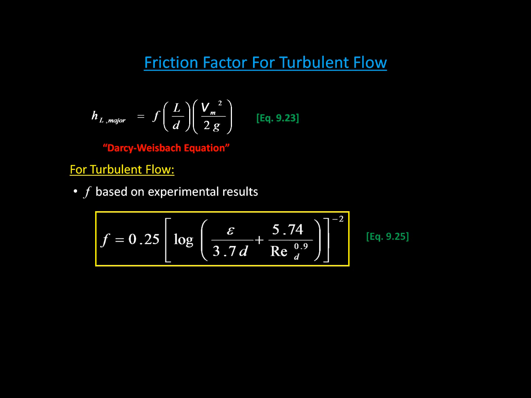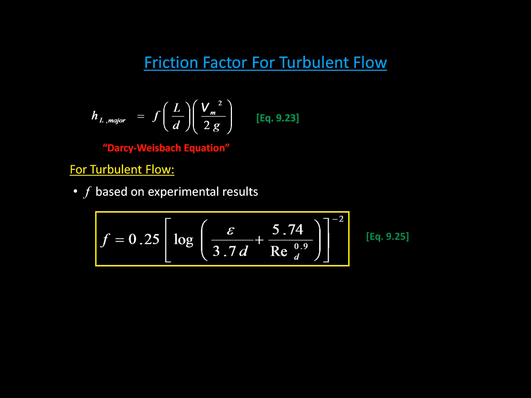You see that you've got the Reynolds number for internal flow raised to the 0.9. You've got the log base 10 of everything inside the parentheses. Notice that everything inside the bracket is raised to the negative 2 power, and that's all times 0.25. But you have that epsilon in there in equation 9.25. And this is an equation you can use to find your friction factor. It will work, and this is one you want to write down.